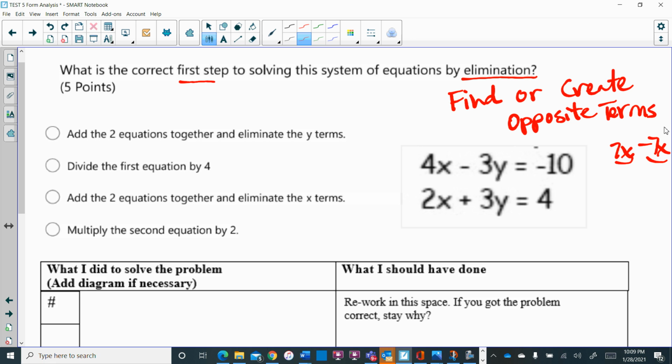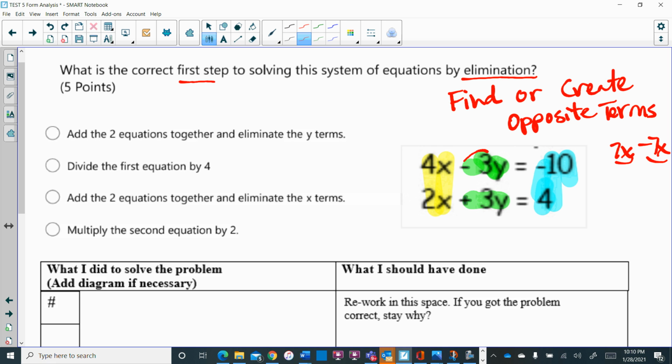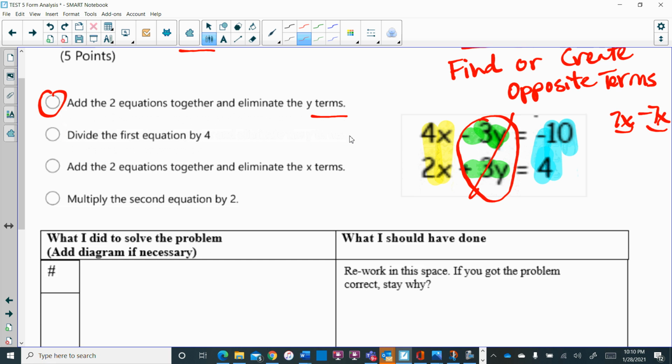So in class I tend to say here's your x terms, here's your y terms, here's your constants. They have to be lined up so you can see them. And right off the bat, hopefully, you saw that the y's were the opposite terms. So you needed to add the two equations to eliminate the y terms. Not the x terms, no dividing, no multiplying. We only multiply if we don't have opposite terms.